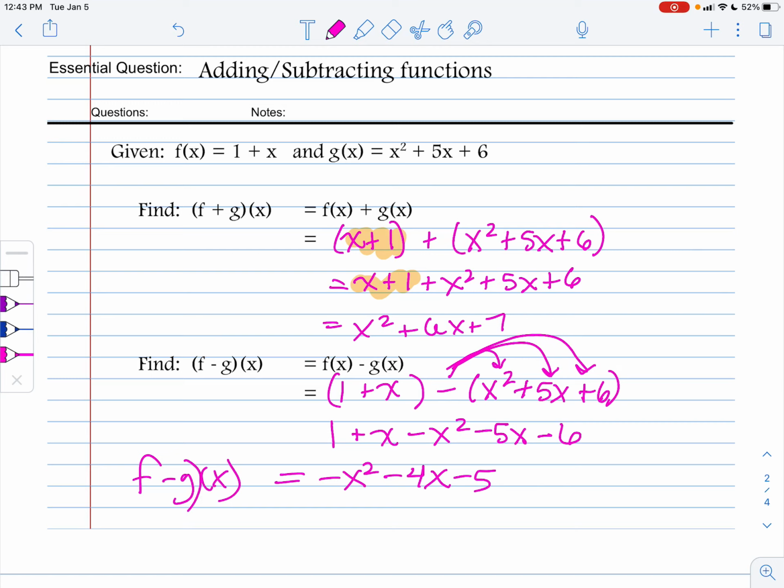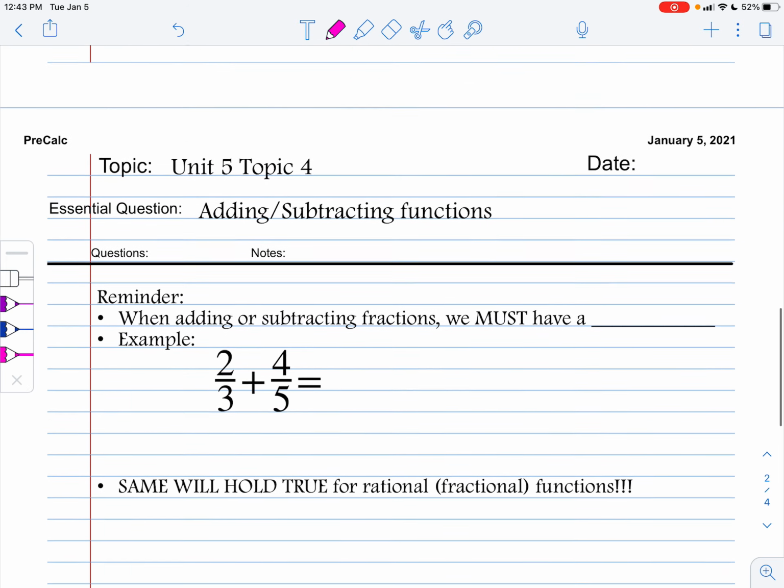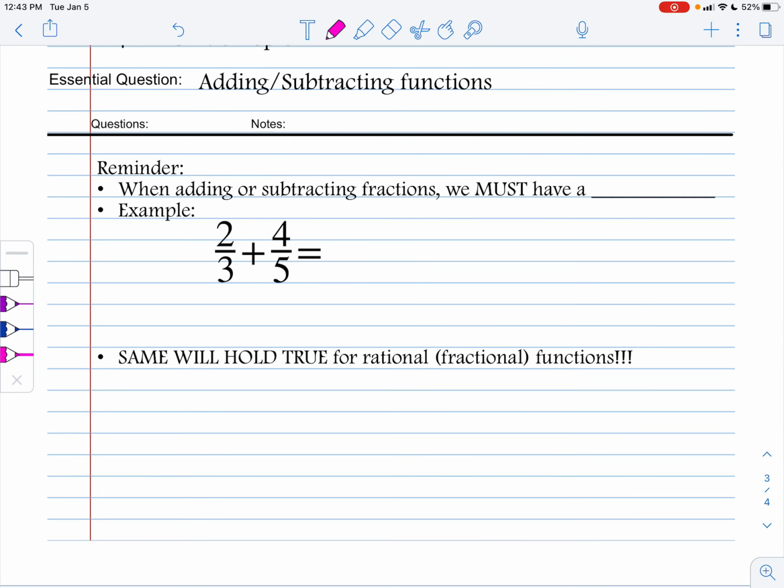So I suggest to you that when you are doing these, adding and subtracting, especially subtracting, you put everything in parentheses. What's going to happen now is that we are going to add and subtract with rational functions, and we've talked about that word rational. Rational means it can be written as a fraction. When adding or subtracting fractions, we must have a, say it with me now, common denominator.